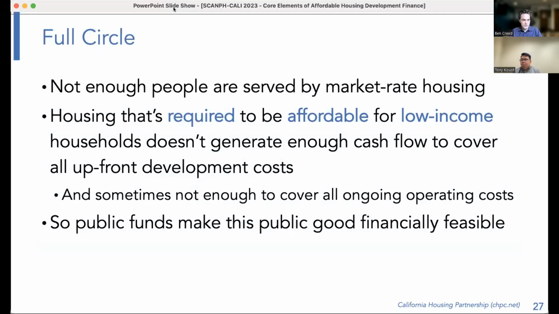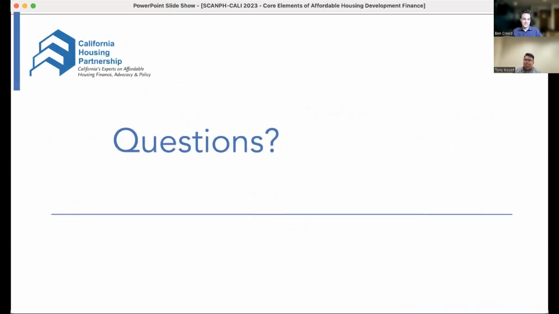So bringing it full circle. Affordable housing as a sort of legally required policy program exists because not enough people are served by market rate housing alone. And if this affordable housing is required to be affordable to low-income households, then it won't generate enough money to cover the significant upfront costs to get it built. And depending on the project, it might not even generate enough funds to cover its first-year operating expenses, or maybe it'll be okay for a while, but the expenses will outpace the affordable rental income, and eventually it'll be in the red on an operating basis. And so public funds make this public good financially feasible when it otherwise wouldn't be. Those are the core elements of affordable housing development.